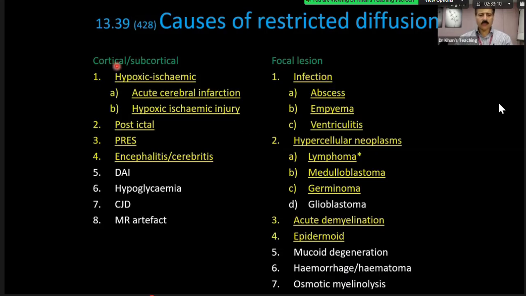Now, if you see here, cortical, subcortical, focal. Cortical ischemia, hypoxic injury, these ones. Post-ictal change is post-epilepsy. You have to know these two, but we'll cover them later on, but I don't consider them very, very important. Encephalitis, cerebritis, extremely important. Diffuse axonal injury is very important. Now, diffuse axonal injury has come in the exam many a time. I'll show you shortly, but not on a DWI.